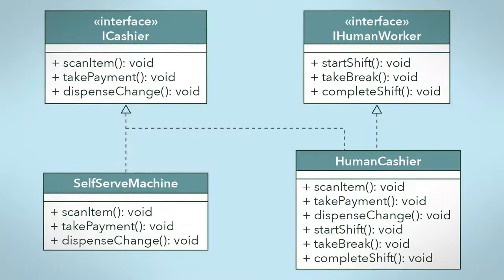In this design, the old iCashier interface is split into a new iCashier interface and an iHumanWorker interface. The iCashier interface describes the general behaviors of a cashier, human or machine, and the iHumanWorker interface describes the general behaviors of an employee. The human cashier class can implement both interfaces, and the self-serve machine class would only need to implement the iCashier interface. This way, both of your concrete classes will only need to provide implementations for the interfaces that generalize their specific functionality.